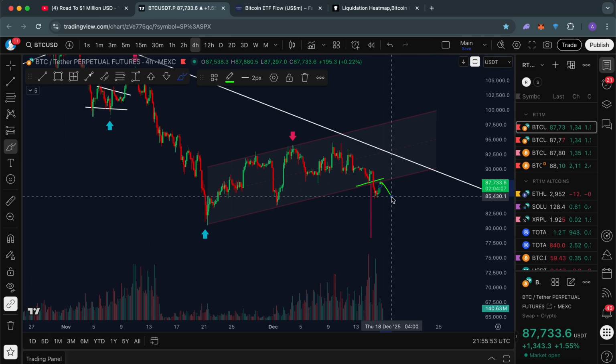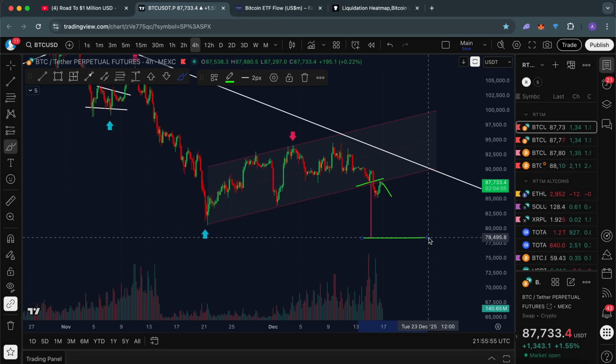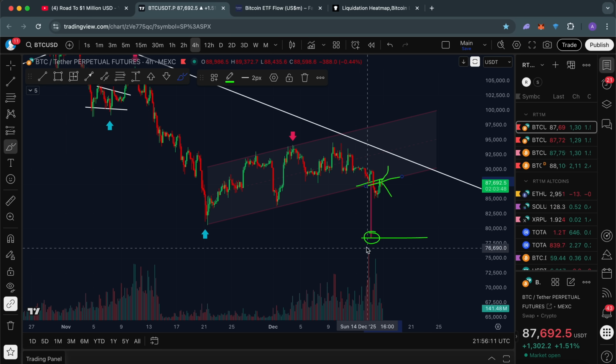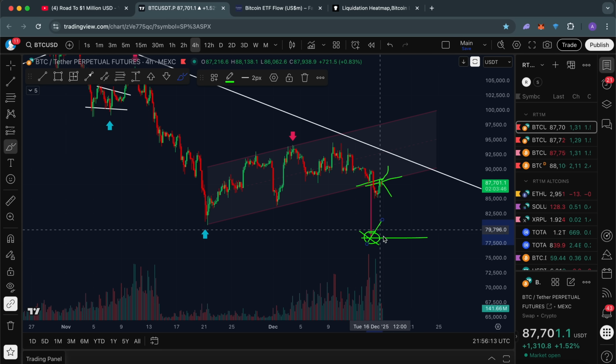If we now see a rejection from here, then keep in mind that we are still technically targeting 78.5k. However, if we are just going to break this area of resistance, trading back inside the pattern, then in that case, we will have invalidated this bearish pattern and we can start to look for new setups.